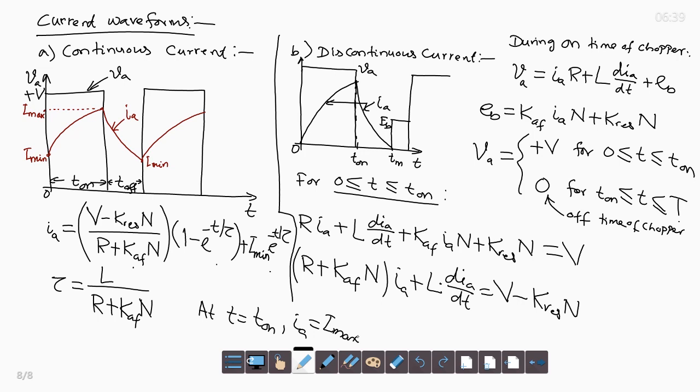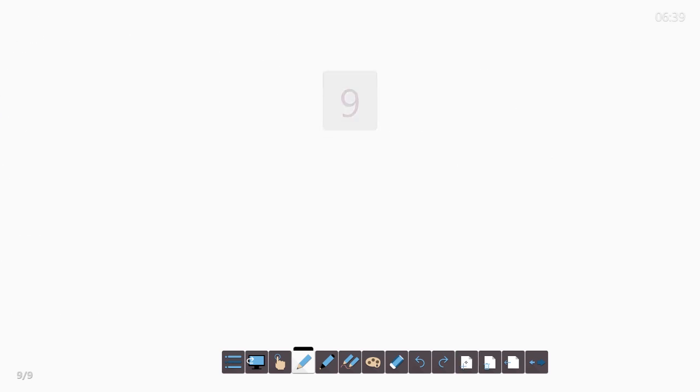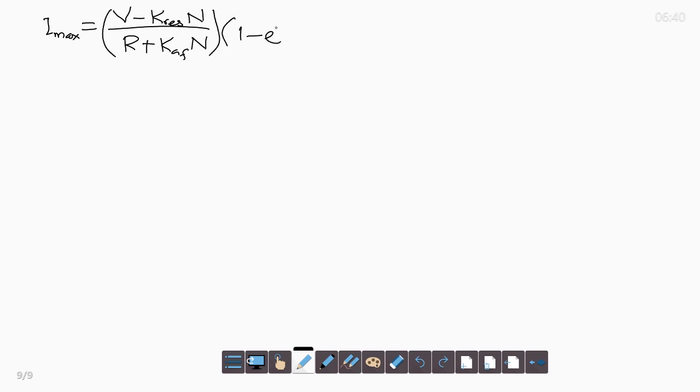So, now we will write it, substituting that I max is V minus K residual into N divided by R plus K A F into N. This is the steady state value. Then 1 minus e to the power minus t on by tau, because time is now t on, plus the initial value of the current, I minimum into e to the minus t on by tau. Let us number this as equation 1.